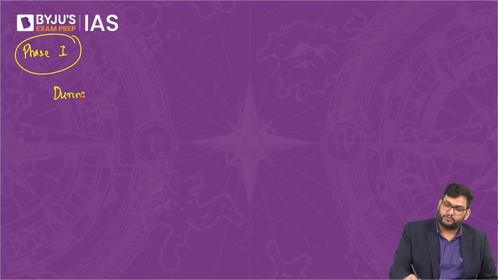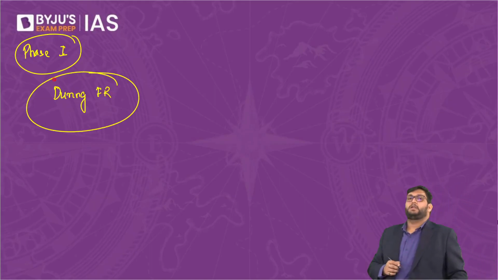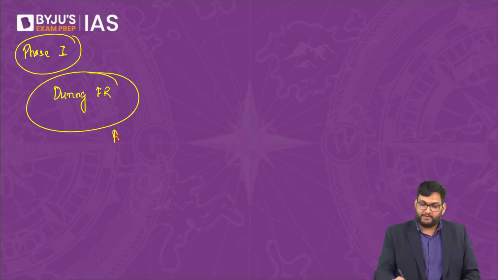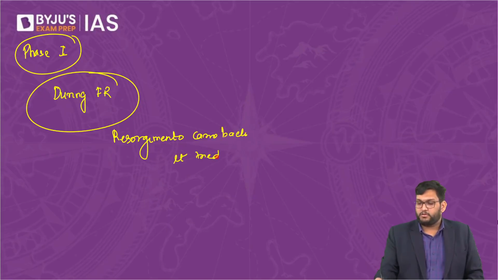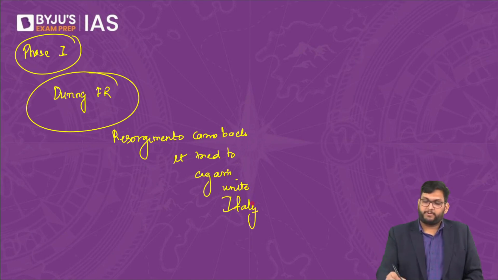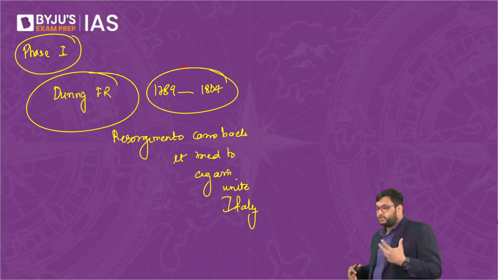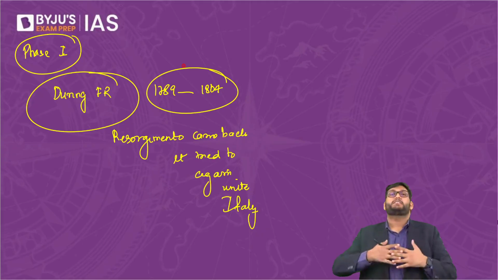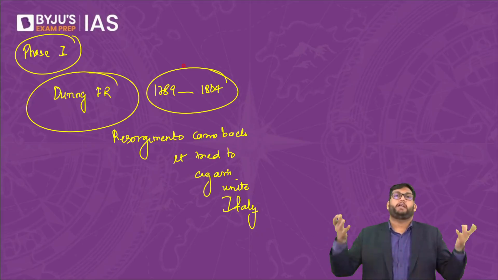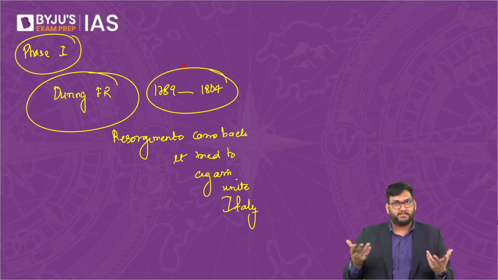Now, in phase one itself, during the French Revolution, again, Risorgimento came back. And it tried to again unite Italy. So between 1789 and 1804, they again tried to bring everyone together. The problem was South was using multiple dialects and they were not ready to adopt Tuscany dialect as their Italian language. That is the biggest issue.